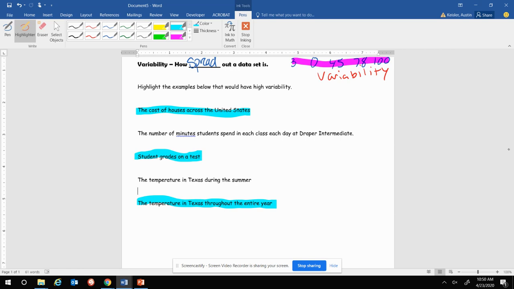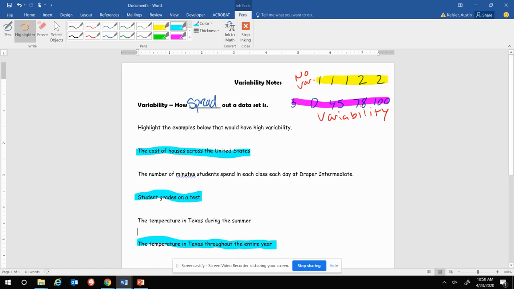So really, you're just asking yourself when it comes to variability, are my numbers really spread out or are they pretty much all about the same? If they're really spread out, then it's going to have variability.